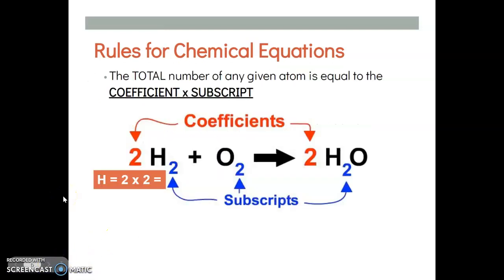Remember that when we are counting atoms, we have to multiply the coefficients by the subscripts. So if there is a coefficient, we have to multiply it by the subscript. And remember, if there is no subscript, we assume it's 1, so we're multiplying that coefficient by the 1.